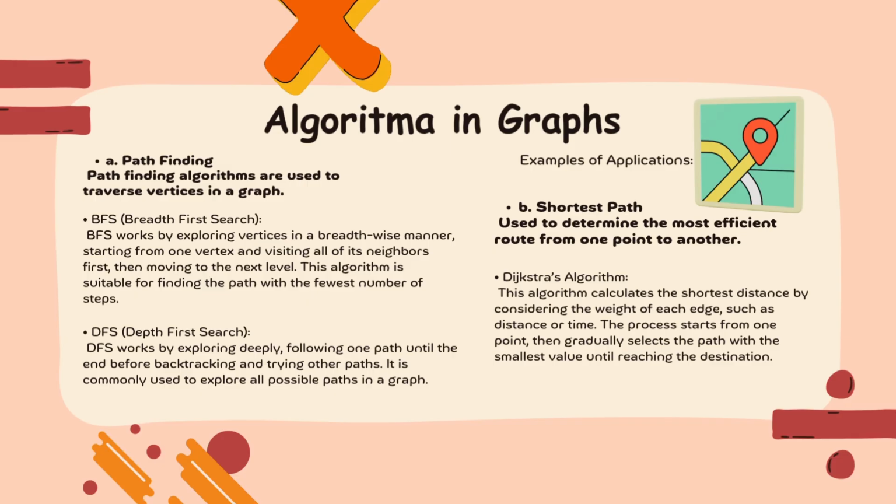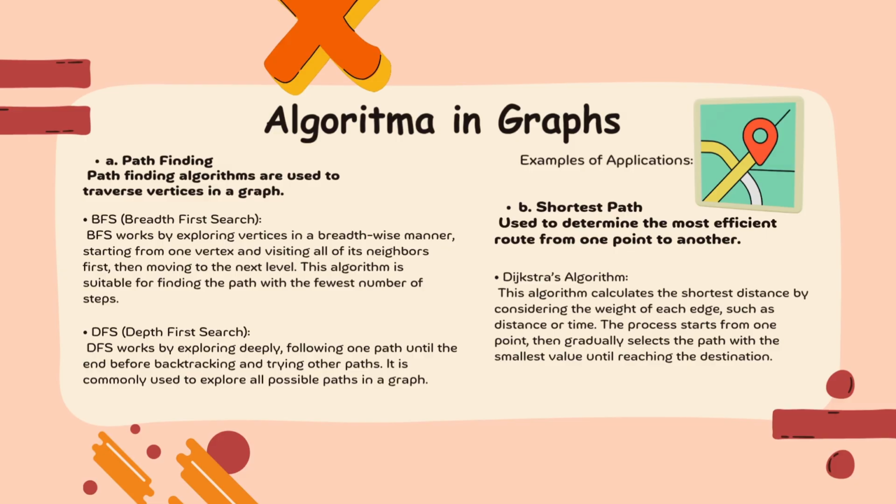Algorithms in graphs. A. Pathfinding. Pathfinding algorithms are used to traverse vertices in a graph. BFS, Breadth First Search. BFS works by exploring vertices in a breadth-wise manner, starting from one vertex and visiting all of its neighbors first, then moving to the next level. This algorithm is suitable for finding the path with the fewest number of steps.